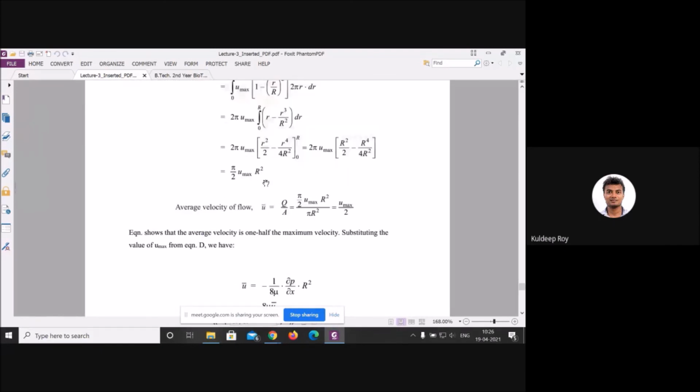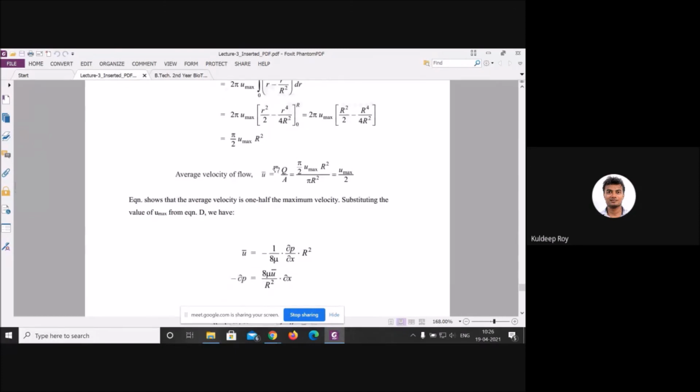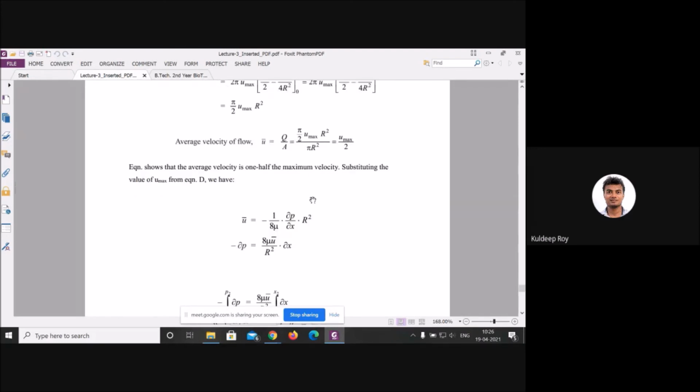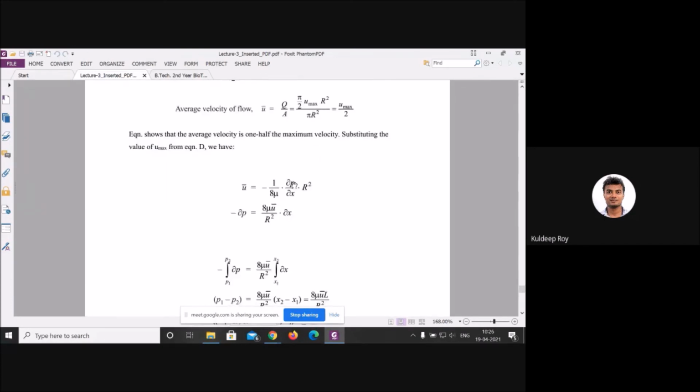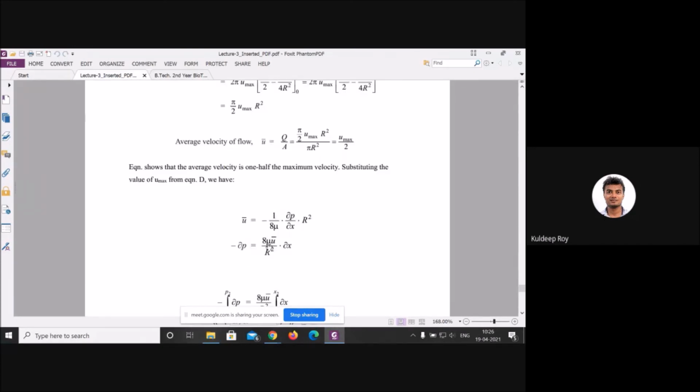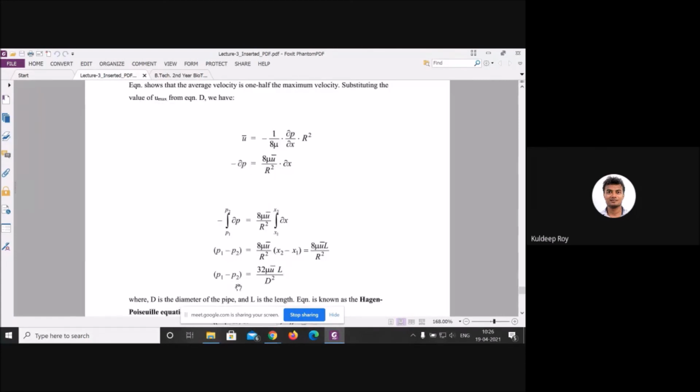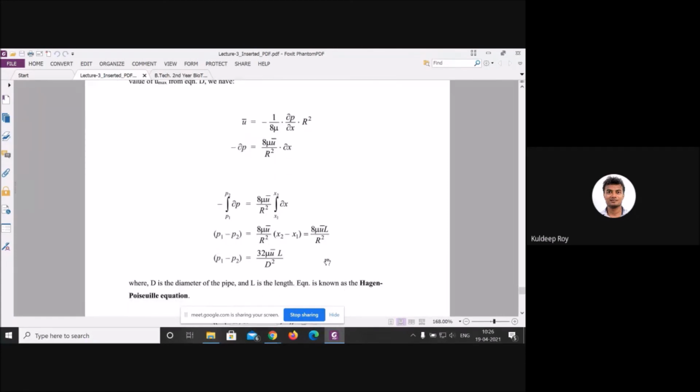Okay, now if you want to define in terms of the average flow velocity, then average flow means u equals Q by A, the same formula divided by area, and you will get u max divided by 2. These are all just rearrangements. You have to do nothing, people rearrange based on their convenience. Now if you rearrange and integrate this, you will get this particular equation. This is called the Hagen-Poiseuille equation.